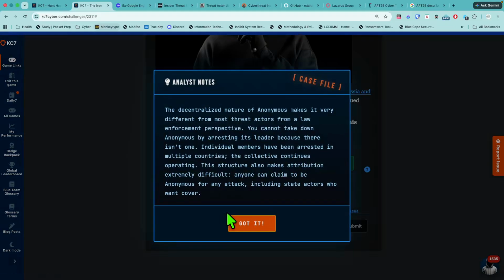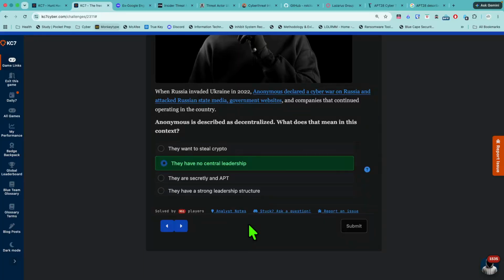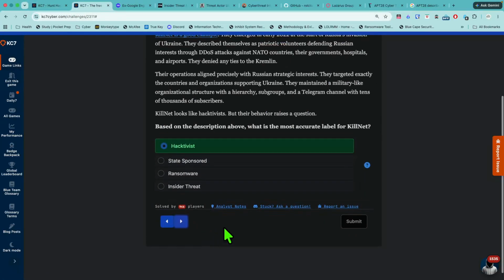Awesome. The answer, yes. The decentralized nature of Anonymous makes it very different from most threat actors from a law enforcement perspective. For instance, you cannot take down Anonymous by arresting its leader because there isn't one. Although individual members have been arrested in multiple countries, the collective continues operating. This structure also makes attribution extremely difficult. Anyone can claim to be Anonymous for any attack, including state actors who want cover. There you go. So that's our answer. They have no central leadership.